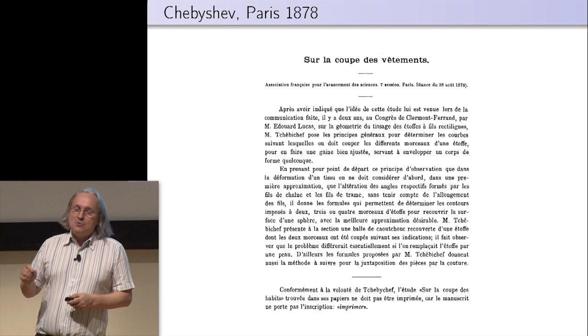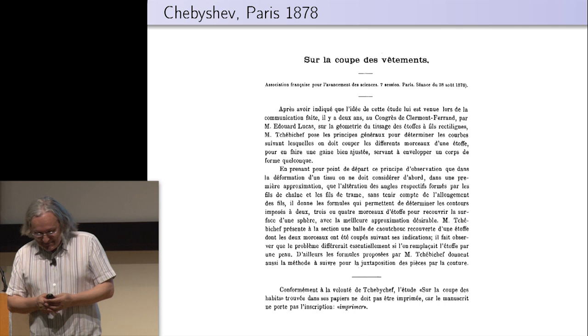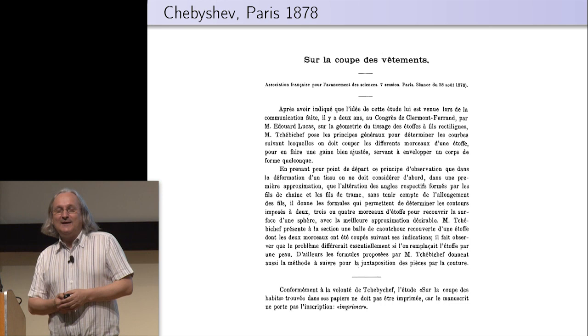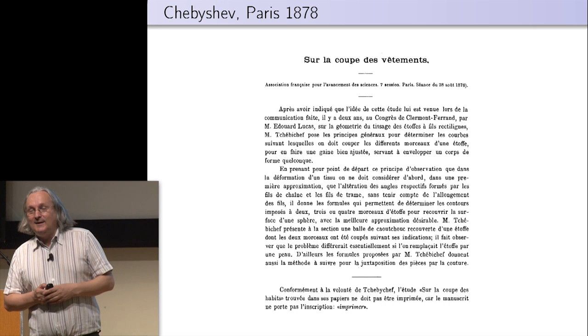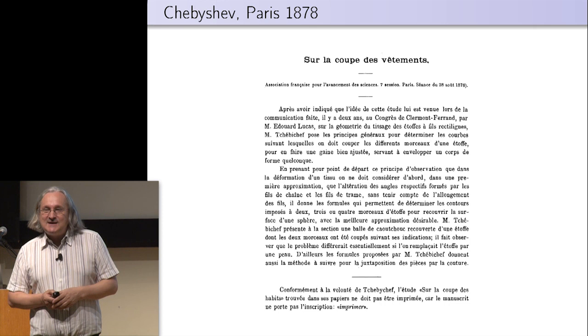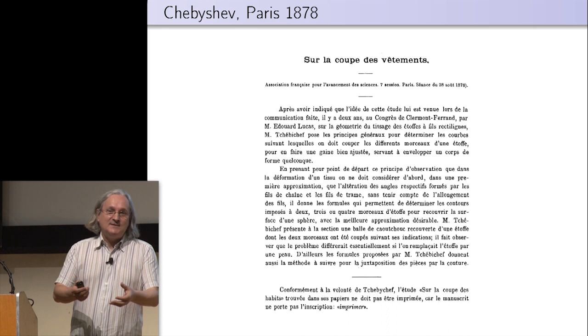So I sent a message to a former student of mine, who is Russian, and he was kind enough to look for it, and he found it. He found it in a box in the basement of the Academy of Sciences in St. Petersburg. And it was really moving for me to find this handwritten draft of Chebyshev.